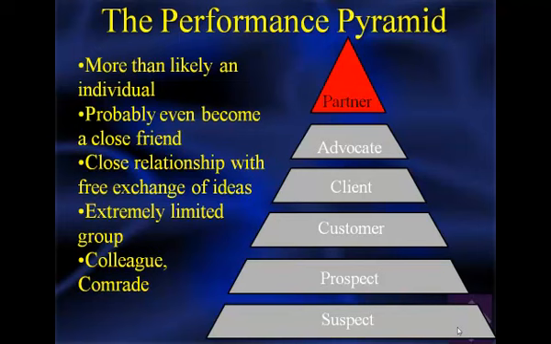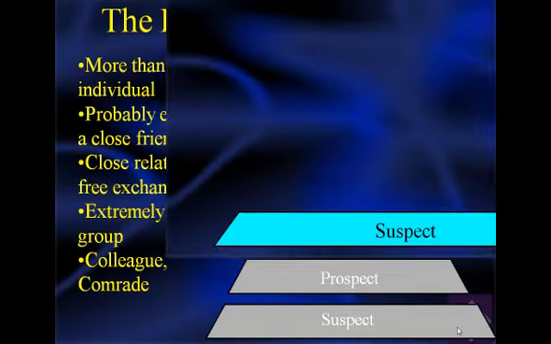That's basically a definition of all the plateaus, all the levels: suspect, prospect, customer, client, advocate, and partner. So now we've got a working definition going here. Let's take a further look.